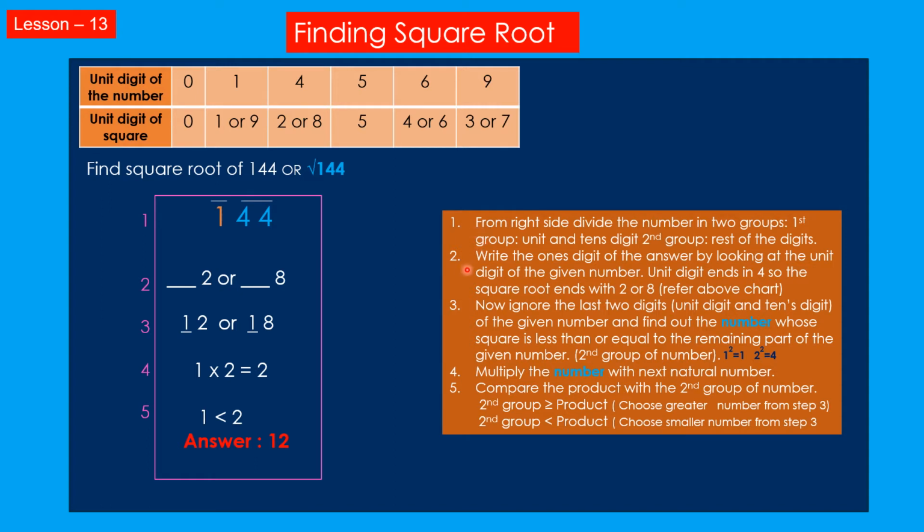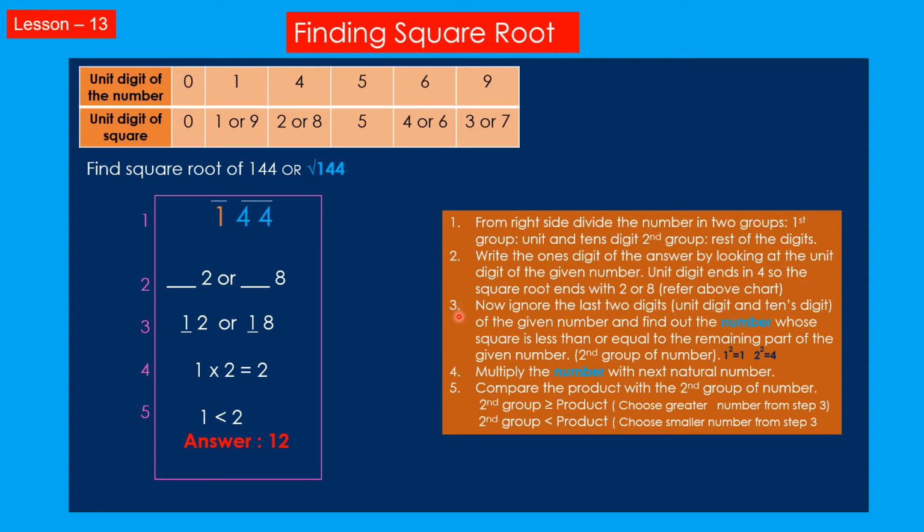Second step, write the ones digit of the answer by looking at the unit digit of the given number. So here in our question, the unit digit ends with 4. If the unit digit ends in 4, then the square root, or our answer, ends with 2 or 8. So you refer to the table, and we write 2 or 8. That is the unit digit of the answer.